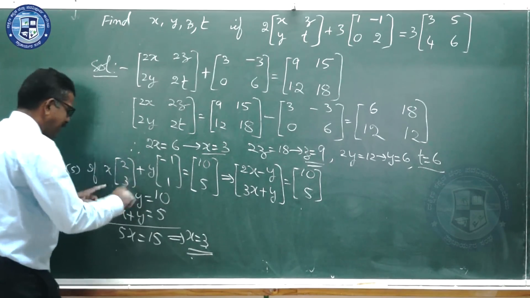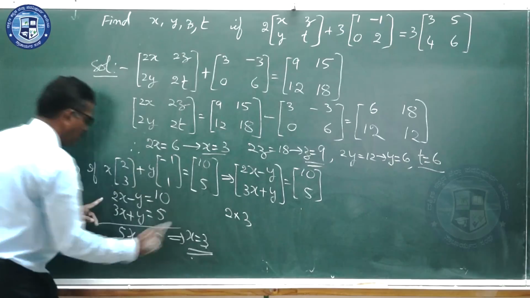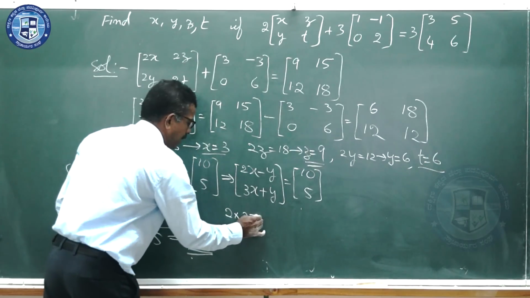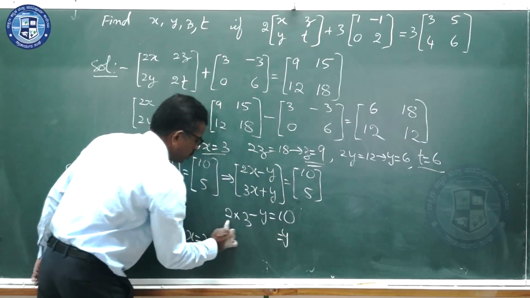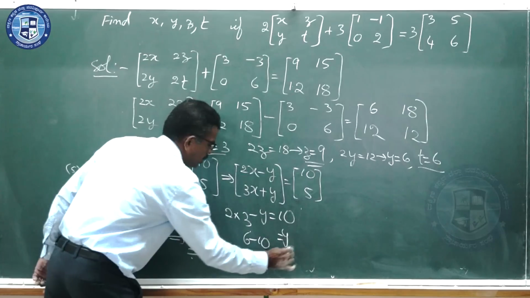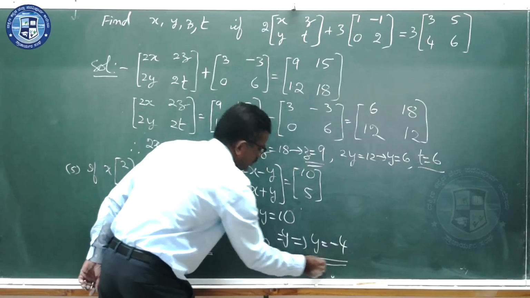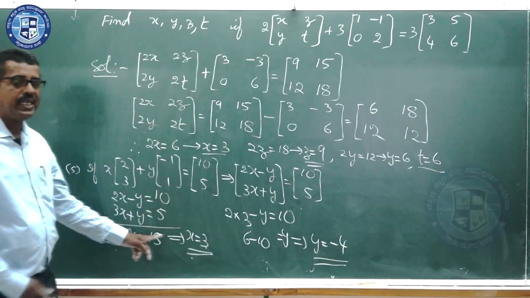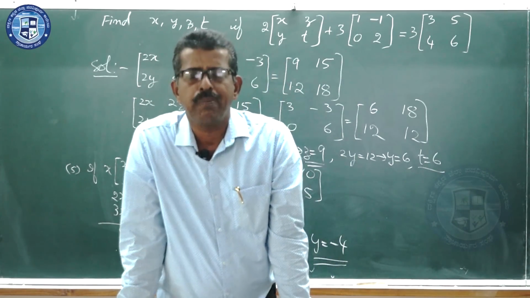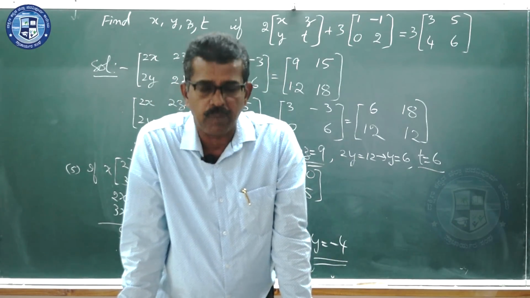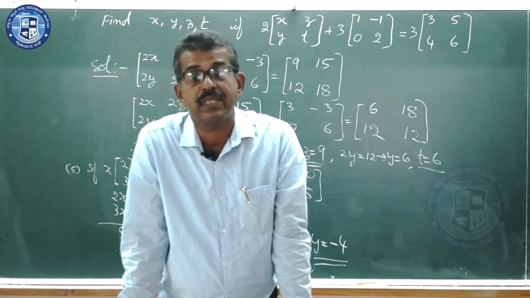And then you use any one of the equations, like 2 into 3, because the value of x is 3, minus y is equal to 10. Interchanging, we get y is equal to 6 minus 10, which implies y is equal to minus 4. The value for x is 3 and the value for y is what? Minus 4.